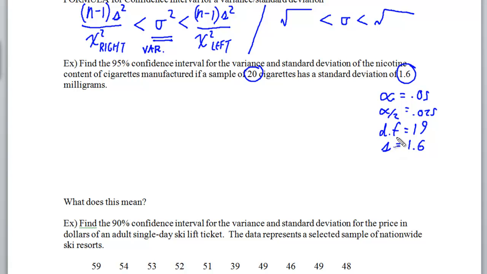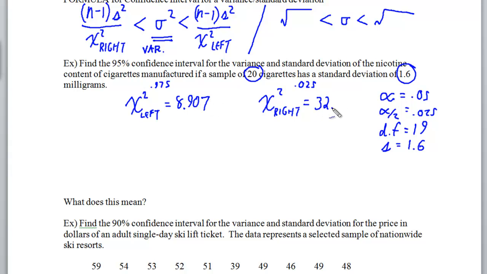So now we have everything but our chi-squared left and our chi-squared right. This would be another place where you might want to pause the video and see if you can get those correct table values. Alright, to find chi-squared left, you have to look at 0.975, and to get chi-squared right, you have to look at 0.025. Chi-squared left is going to be 8.907, and chi-squared right is going to be 32.852.